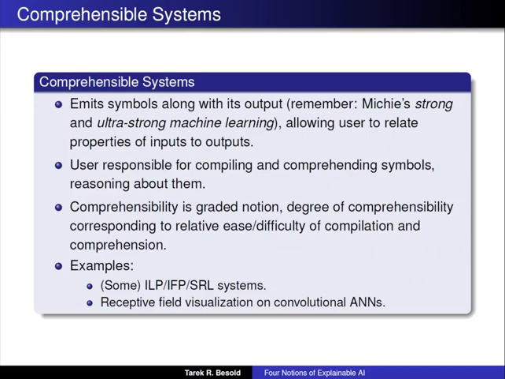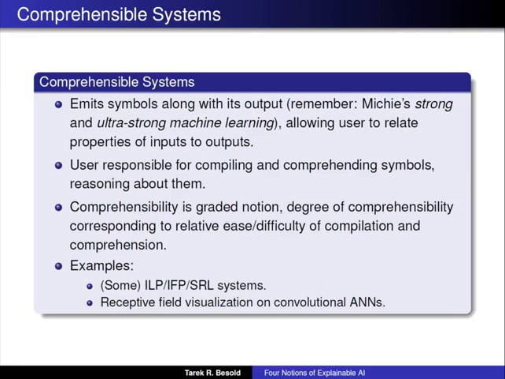Then there is, and this now ties back to good old Donald, comprehensible systems, so systems which together with their output emit some kind of symbol or action behavior. Please don't nail me on symbols actually being logical formulae being processed in minds, which allow the user to relate properties of inputs to outputs. This shifts the burden once again to the user, but differently than for interpretable systems, because here you just get these symbols and the user has to comprehend them.